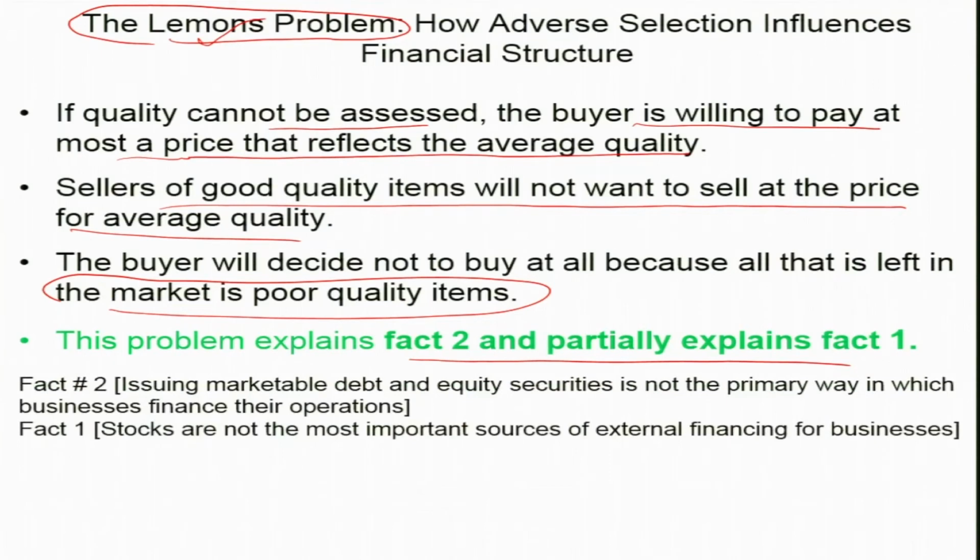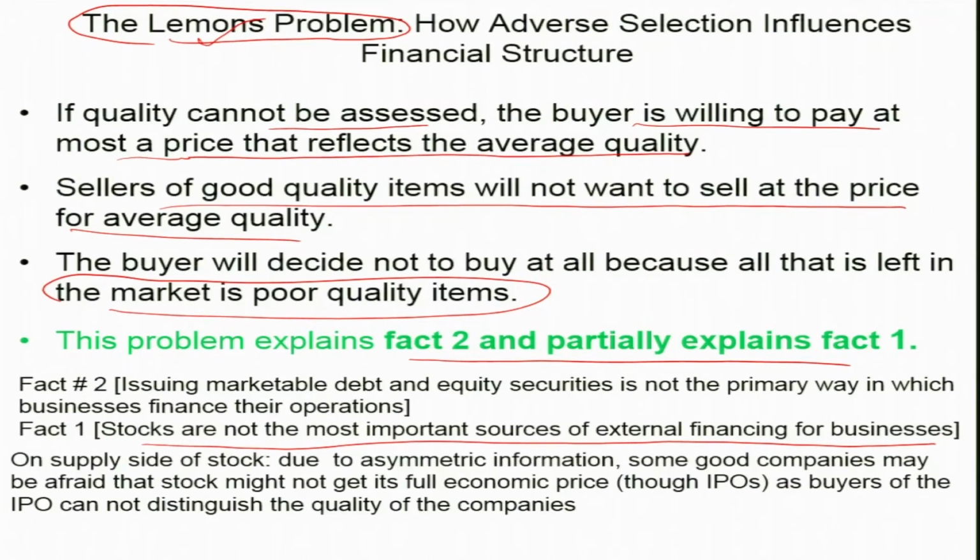So, what is fact number 2? Issuing marketable debt and equity securities is not the primary way in which businesses finance their operations. And fact number 1 is that stocks are not the most important source of external financing for businesses. Let us look at the supply side of stock. Due to asymmetric information, some good companies may be afraid that their stock might not get its full economic price.